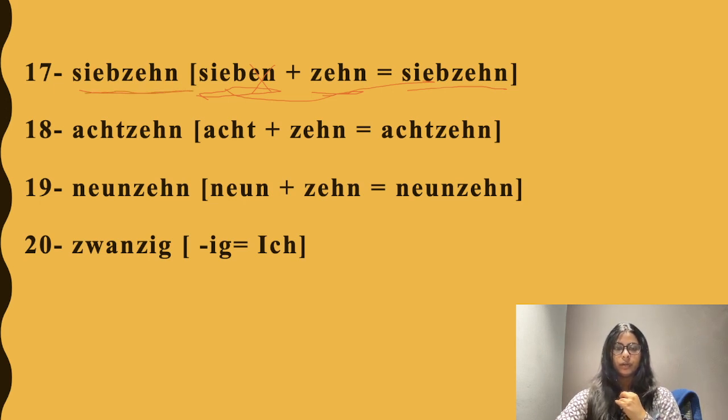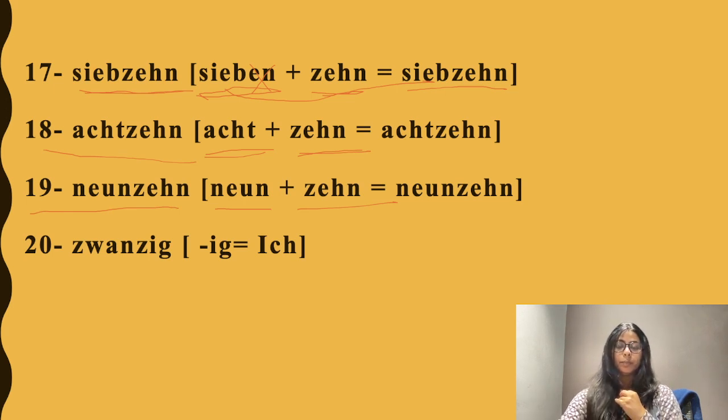Now moving on, 8, same way, number plus 10, same. Again 19 is 9 plus 10, 18 is achtzehn, 19 is neunzehn. Coming to the final number, 20 is zwanzig.